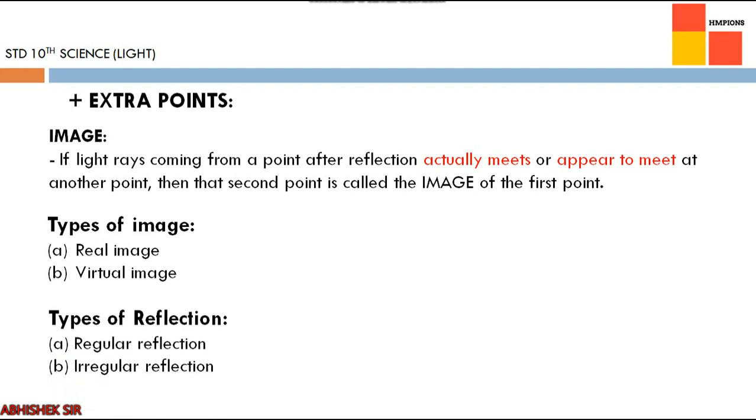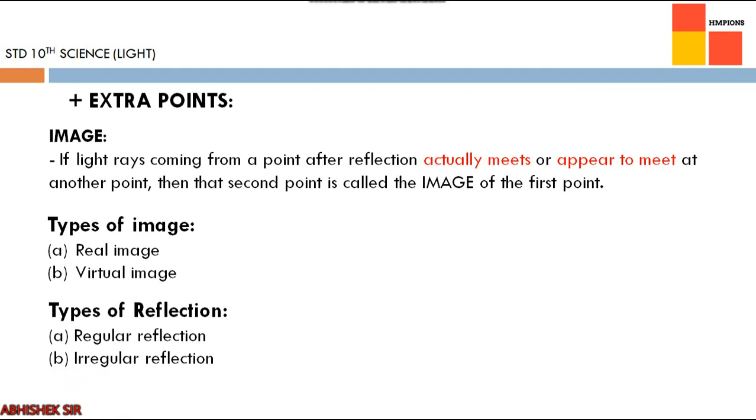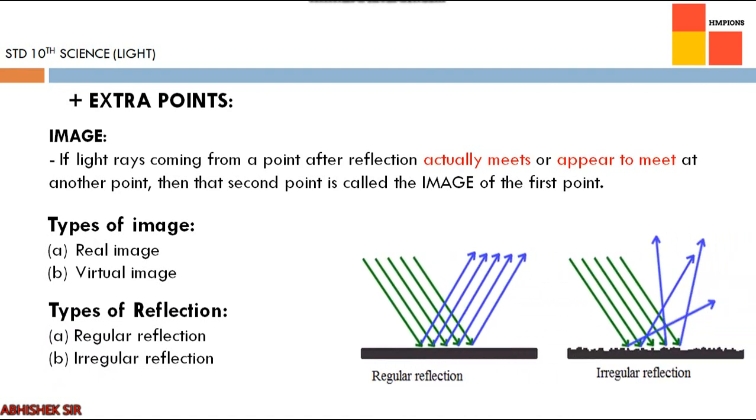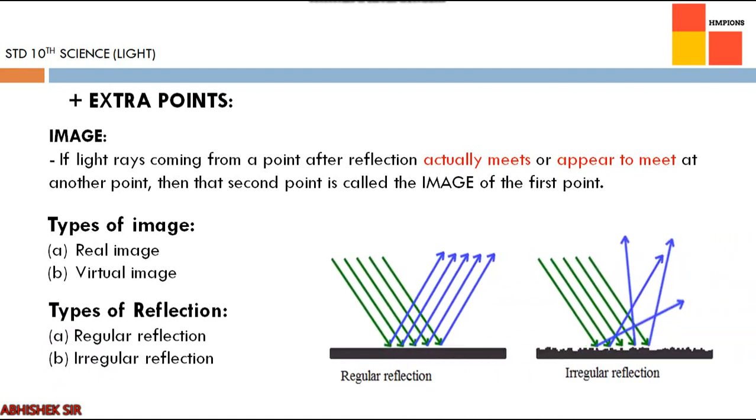Friends, there are two types of reflection. The first is regular reflection, another is irregular reflection. Both these reflections depend on the surface on which they strike. If you see in the figure, the first is a very polished, smooth surface, so the parallel rays after striking go back in a parallel way. So that is regular reflection.